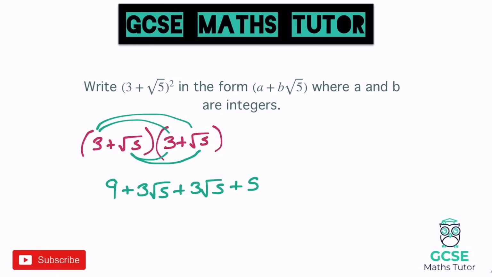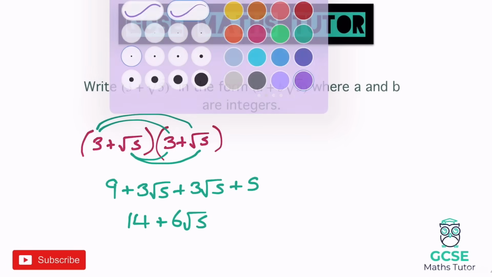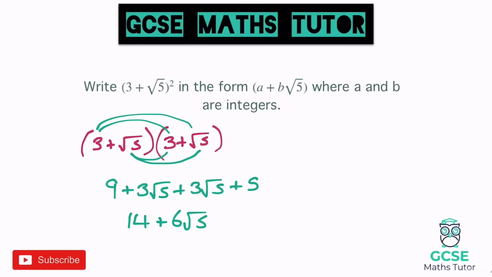And if we simplify all this down, 9 and 5 makes 14, and then we can add together these Surds in the middle because they both have a root 5, so we've got 3 lots of root 5 and 3 lots of root 5, which is 6 lots of root 5. And there's your answer just there. So a would be 14 and b would be 6, and that is in the form a plus b root 5. And there's our answer with a bit of Surds. Let's have a look at another Surds question.